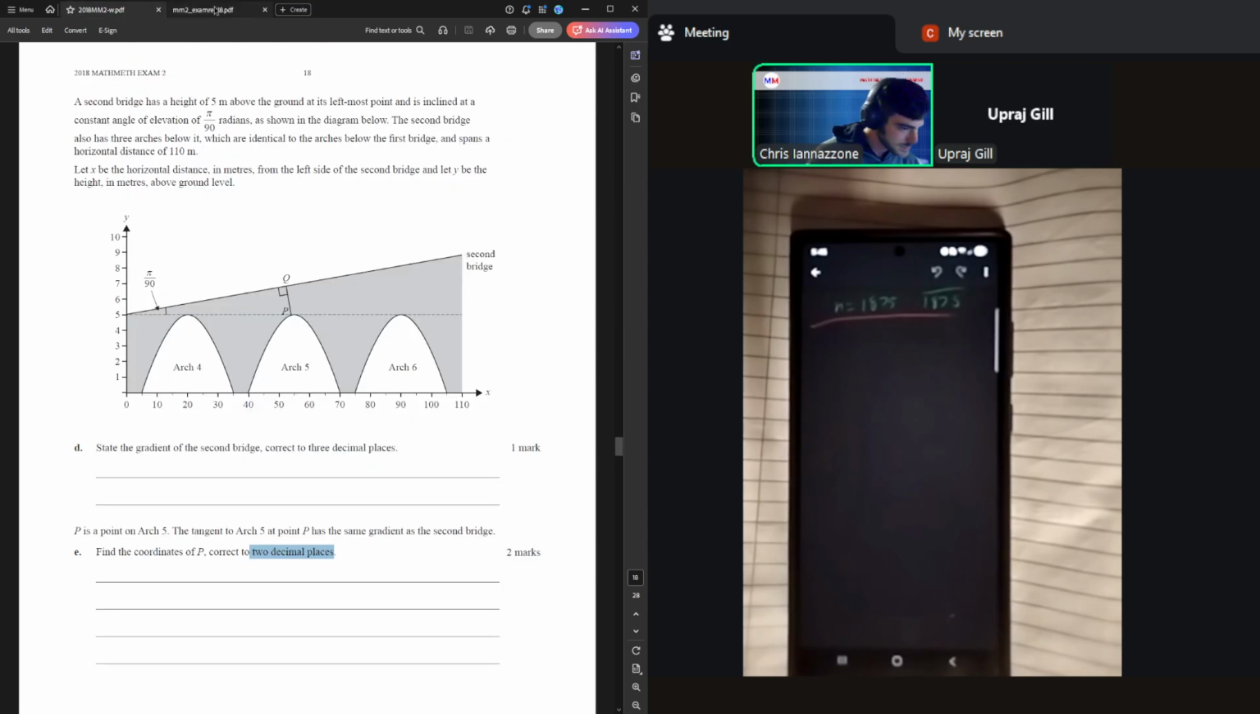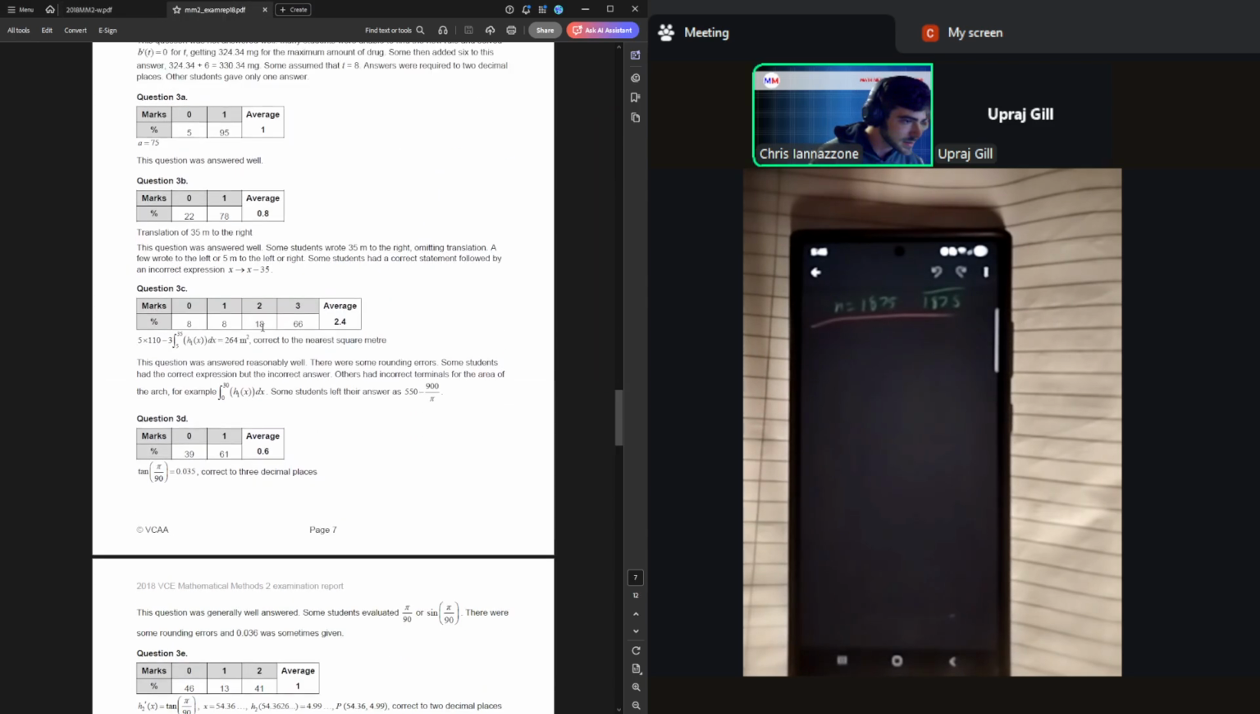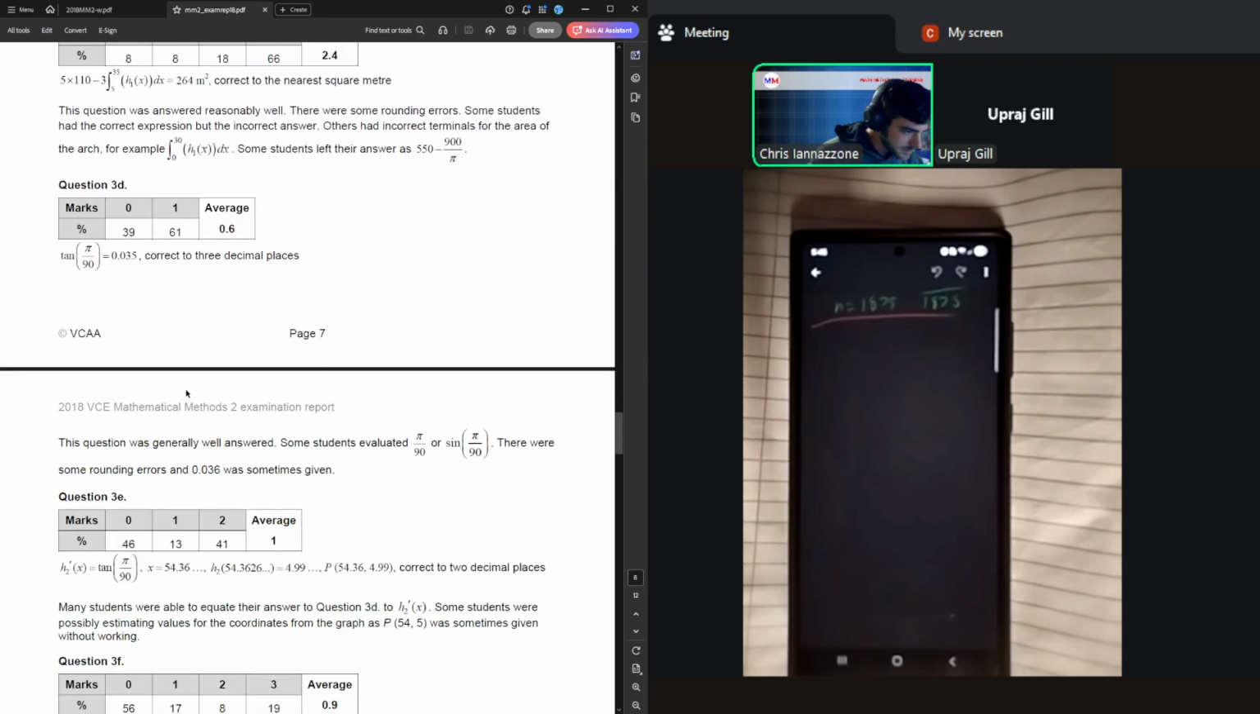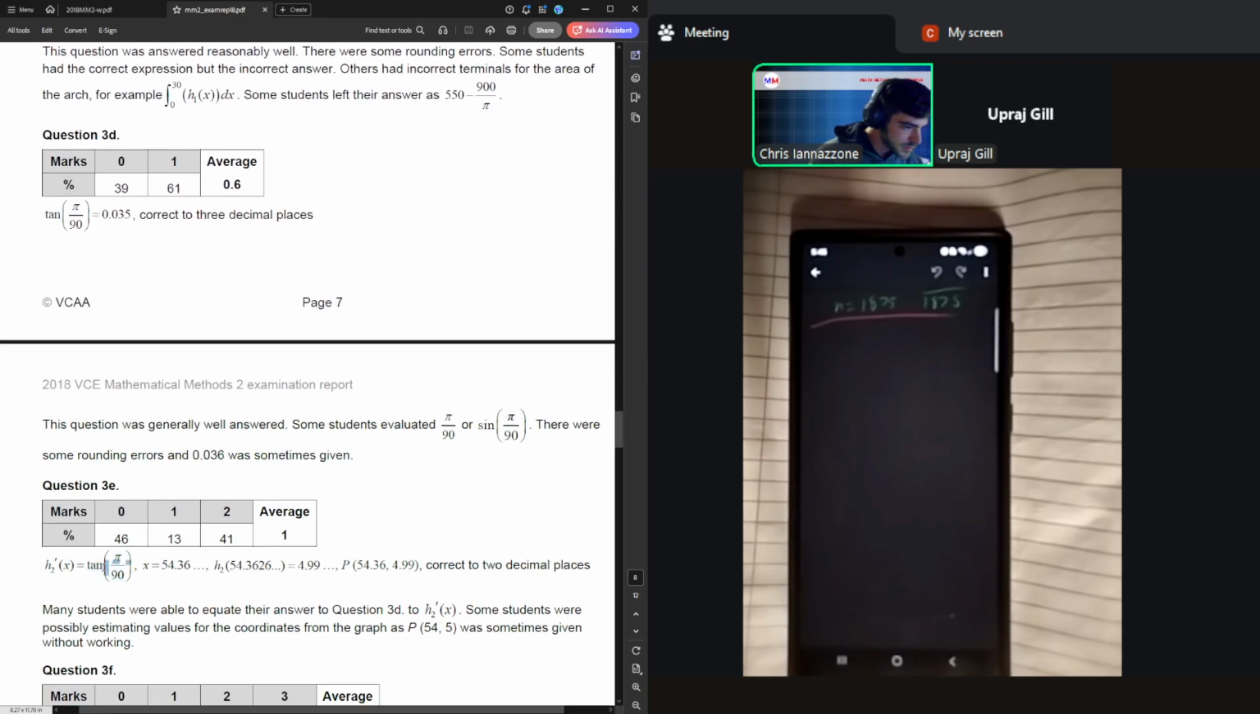So if I pull up 3e, derivative of h2 is equal to tan pi over 90 or tan 2. That's going to get the x value you suggested. Chuck it back in to get the y value, and then there's your point.